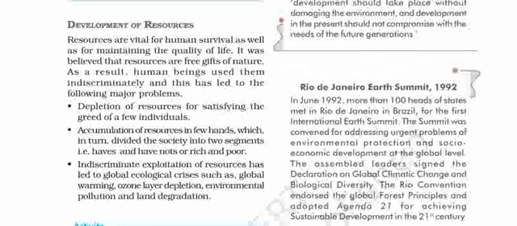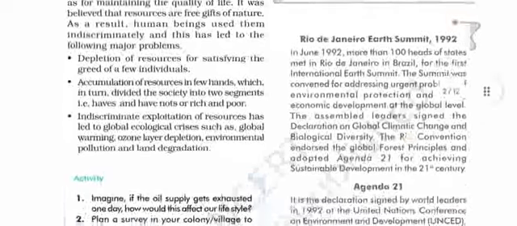As a result, human beings use them indiscriminately, and this has led to the following major problems: depletion of resources for satisfying the greed of a few individuals. Second, accumulation of resources in few hands, which in turn divided the society into two segments, that is, haves and have-nots, or rich and poor. Third, indiscriminate exploitation of resources has led to global ecological crises such as global warming, ozone layer depletion, environmental pollution, and land degradation.